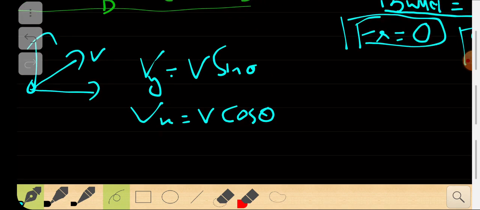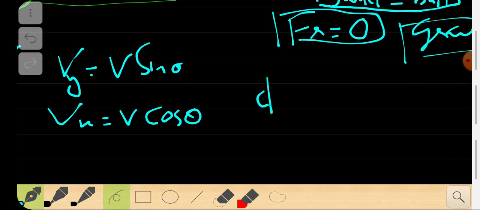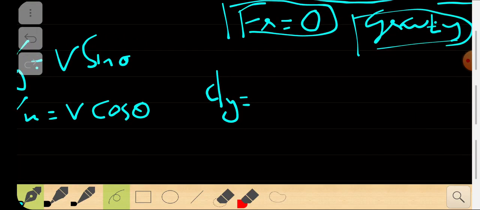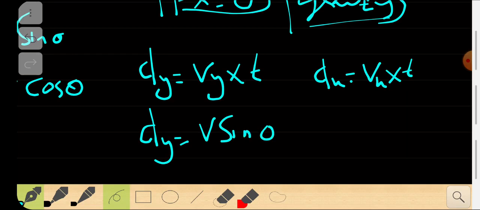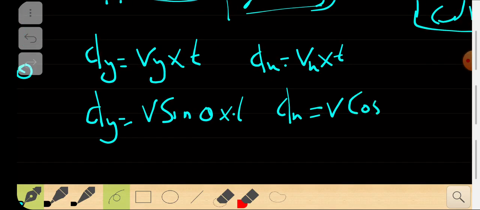Okay, so that means the distance in y, which is the same for the bullet and the ball, will be vy times t, right? Velocity times time is distance, and distance in the x-axis will be equal to vx times t. So now you can simplify and say that dy will be equal to vy, which is equal to v sine theta times time, and dx will be equal to v cos theta times time, right?